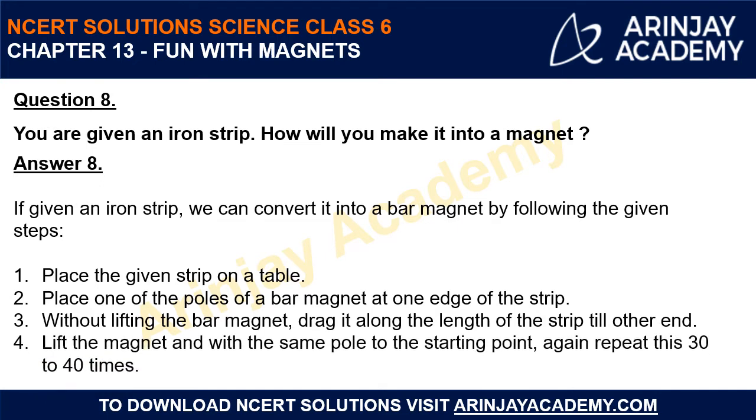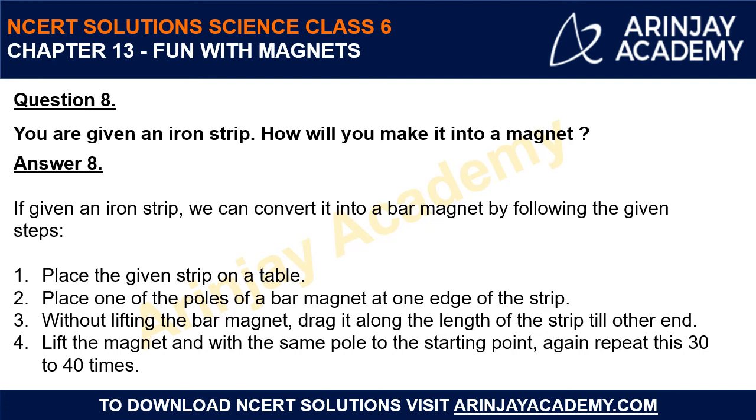The fourth step, lift the magnet and with the same pole to the starting point, again repeat these 30 to 40 times. So अब आप क्या करोगे? You then have to lift the magnet. जैसे ही आपने एक end से दूसरे end में आप आए of the iron strip, आप उस magnet को lift करोगे and with the same pole, यानी हमने north pole लिया था, so again आपको north pole को ही consider करना है and you have to put it to the starting point जहां से आपने initially start किया था. So उस point पे आपको जाना है.